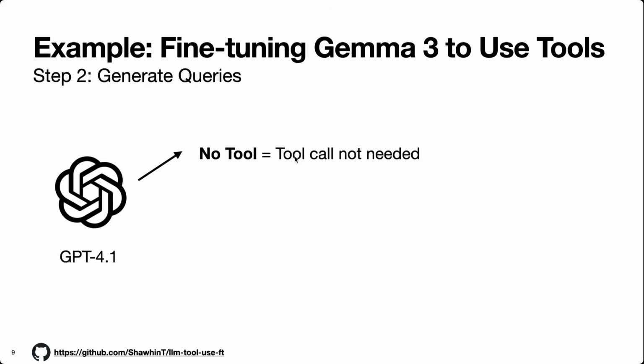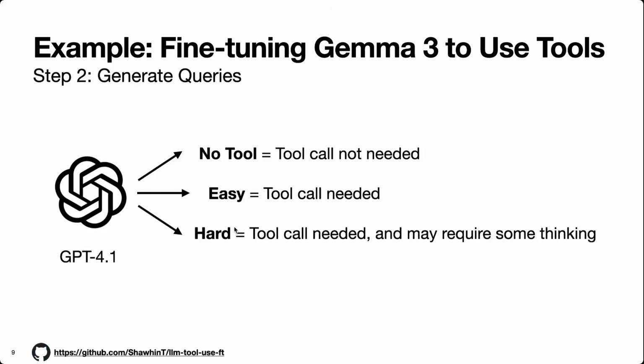So I generated synthetic no tool examples. I generated synthetic easy tool examples. So this is where a tool call is needed, but it should be something pretty straightforward, so the model can directly generate a tool call from the user's query. It doesn't need to do any kind of reasoning before that. And then I had hard tool calls, which also require tools, but might require some thinking before being able to know which tool to select.